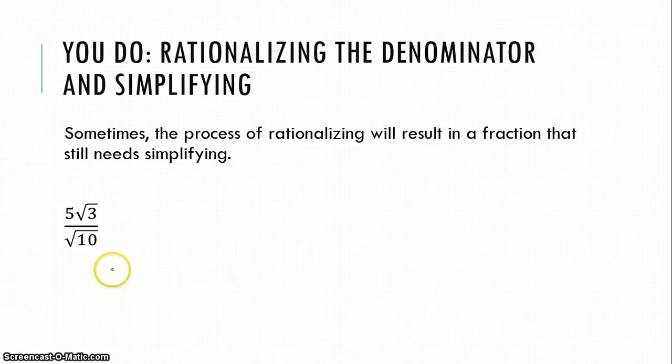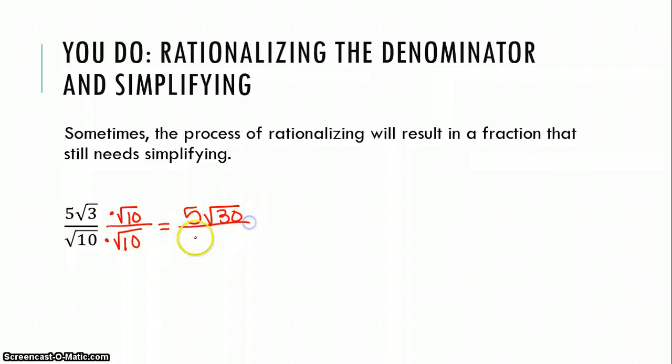So pause and try this one. So first, radical 10 over radical 10. So I'm multiplying by 1. The numerator becomes 5 root 30, the denominator becomes root 100.